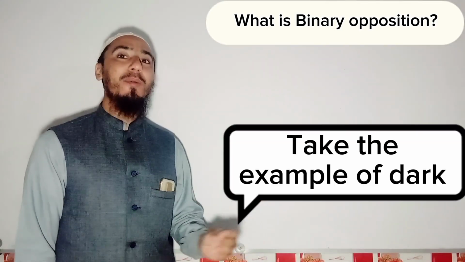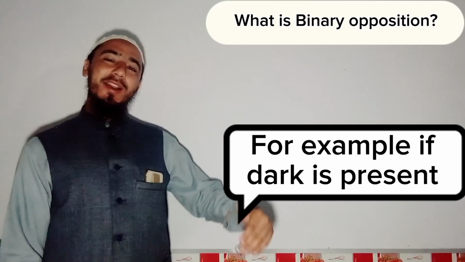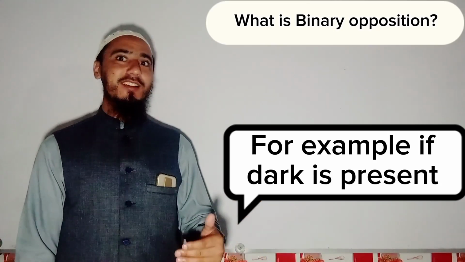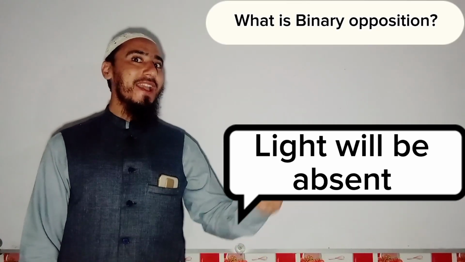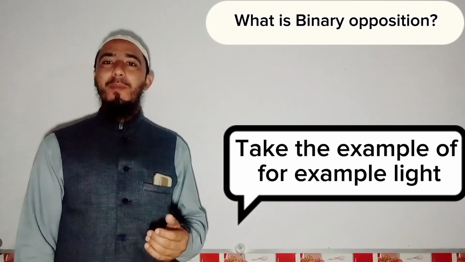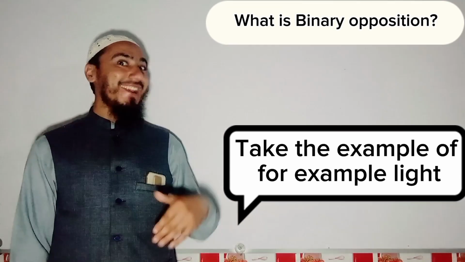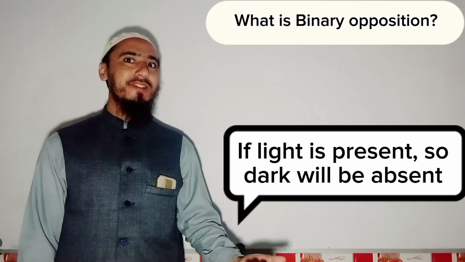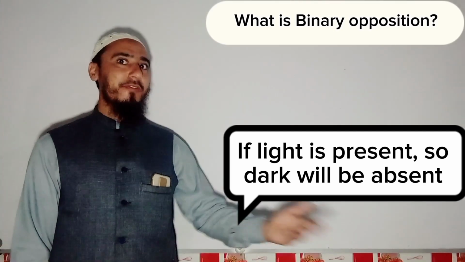Take the example of dark. For example, if dark is present, light will be absent. Take the example of light. If light is present, so dark will be absent.